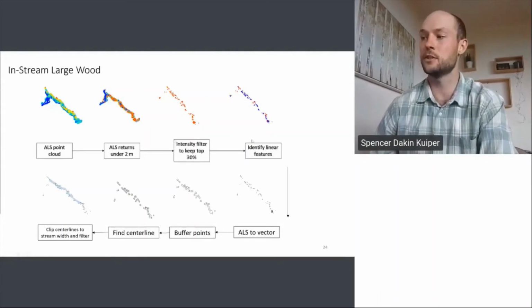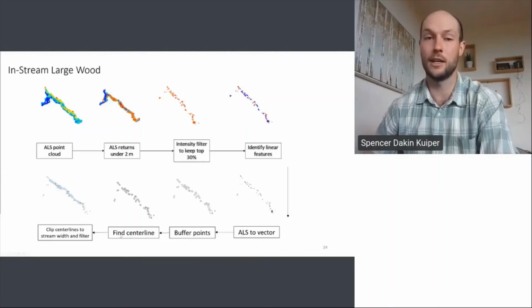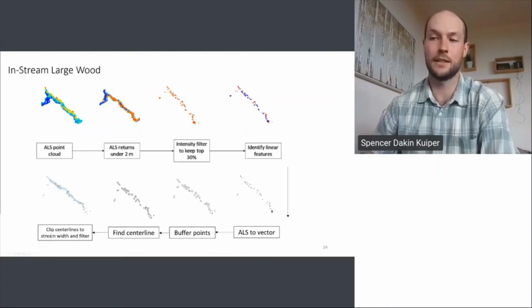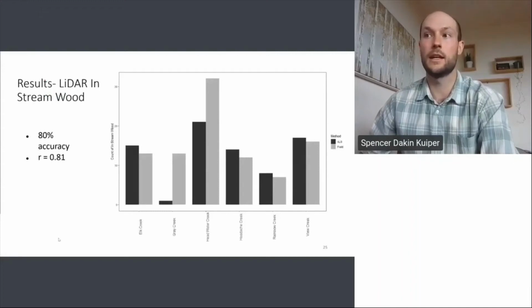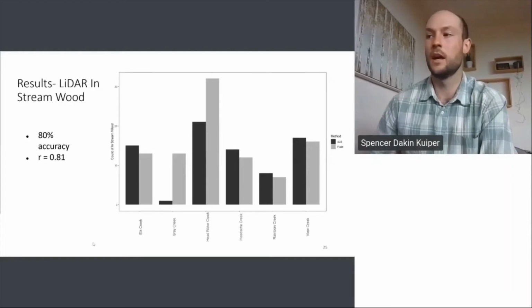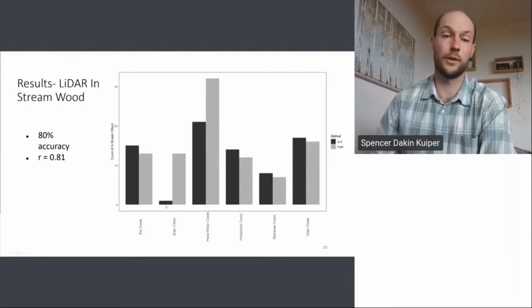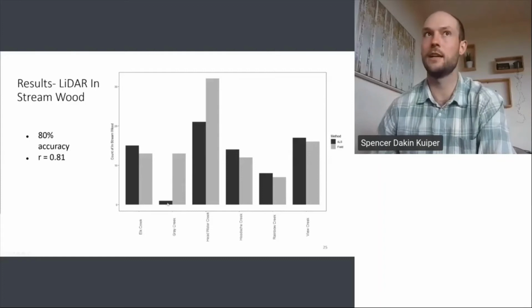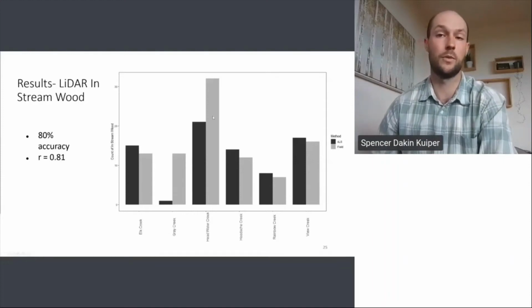We identify the linear features, and then we use the vectorization algorithm where we convert the linear points to vector. We buffer the points, find the center line of these points, and then clip the center lines to our stream width and remove all lines that are less than 1 meter long. Again, we had quite good results. We were able to accurately detect about 80% of this wood. Some streams were greatly underpredicted, like Gray Creek, which had, I think, 95% canopy cover, and Headwater Creek, which just had a large amount of in-stream wood.